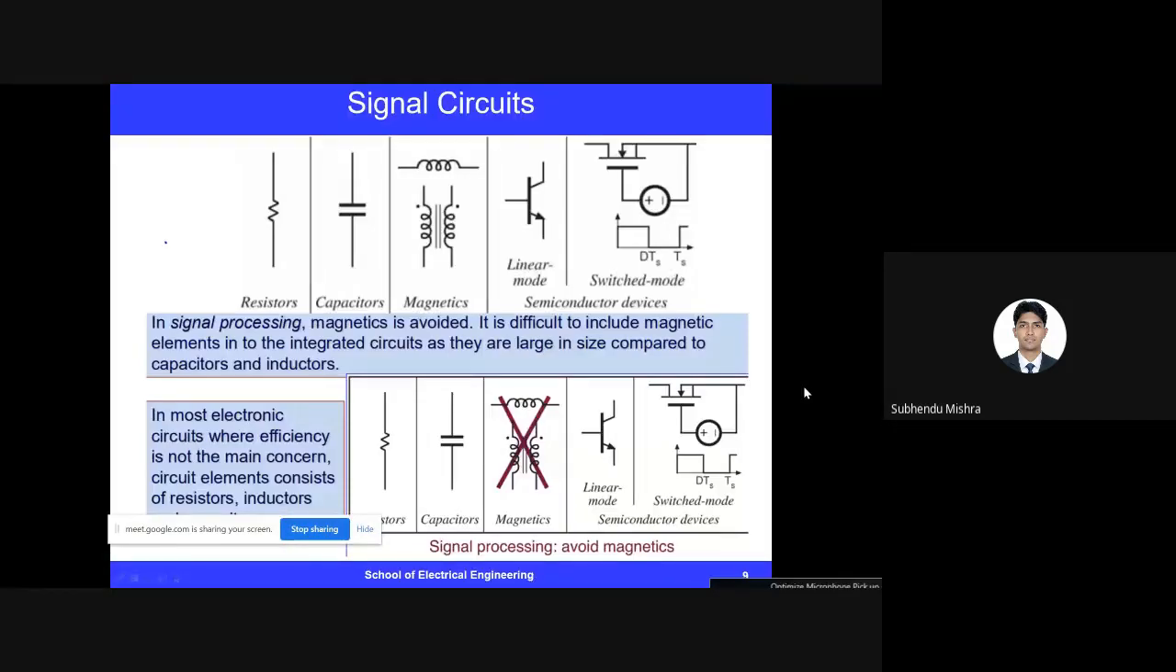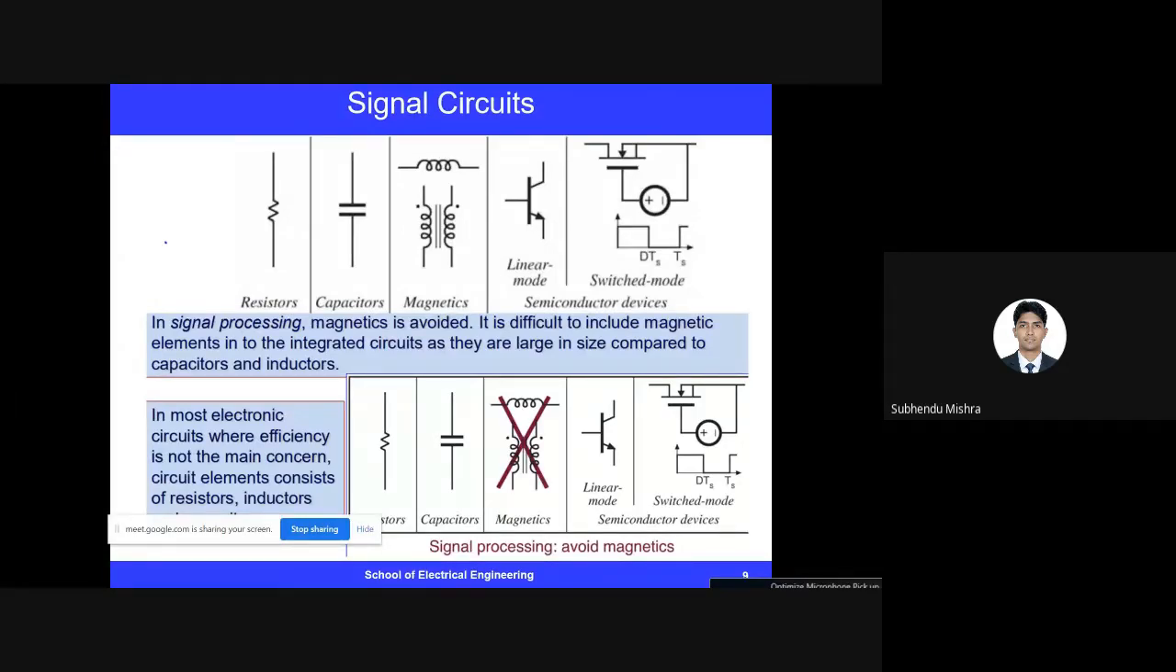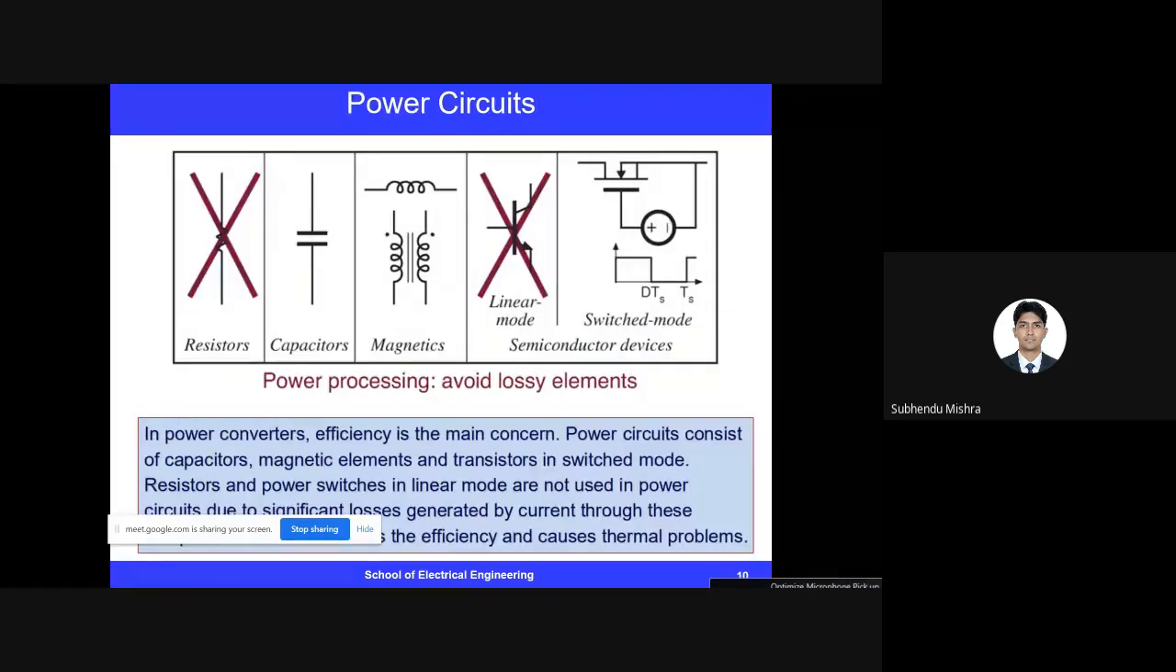So in the signal circuits, as we can see here, we can operate the transistor in the linear mode or in the active region, and we can use a resistor also because the current value is small, right? But in the power circuit, we cannot operate it in the linear mode. We have to operate it in the saturation region or in the cutoff region, and we cannot also use the resistor.